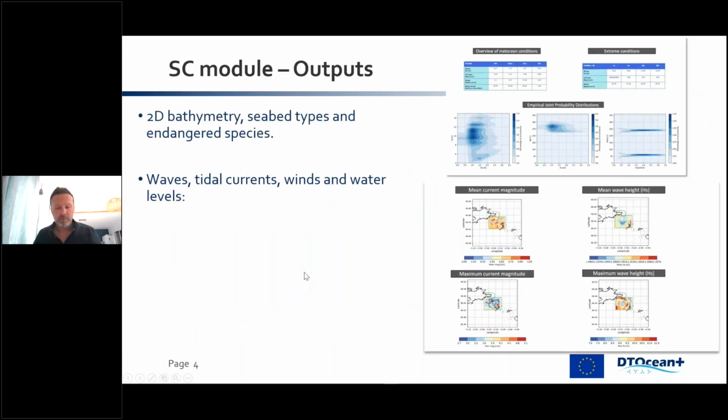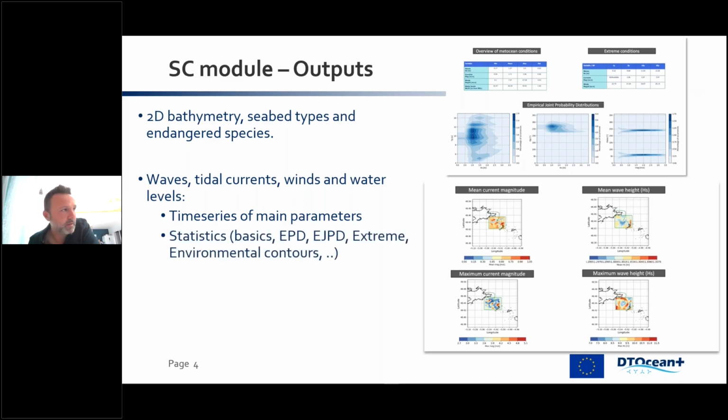In terms of outputs, the SC model provides 2D data of bathymetry, seabed types, and endangered species on the lease area of your project. And then it provides the physical parameters in two ways. So first, the time series of main parameters, like, for example, significant wave height, wind speed, tidal current speed, and also all the statistics on these main parameters. So from basic ones, maybe just the average, the standard deviation, for example, and probability distribution, joint probability distribution, and also extreme statistics.